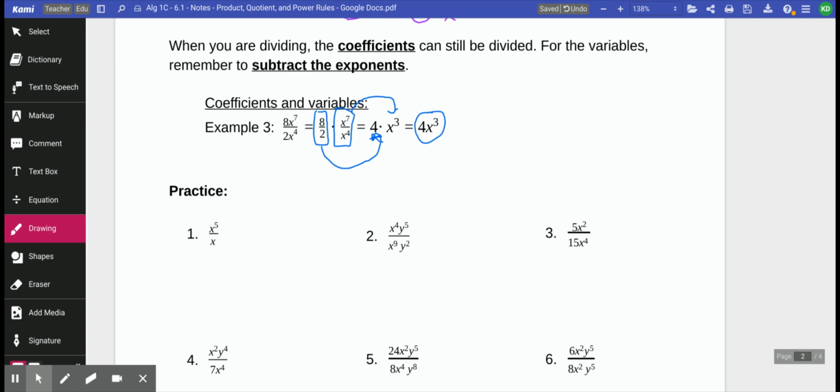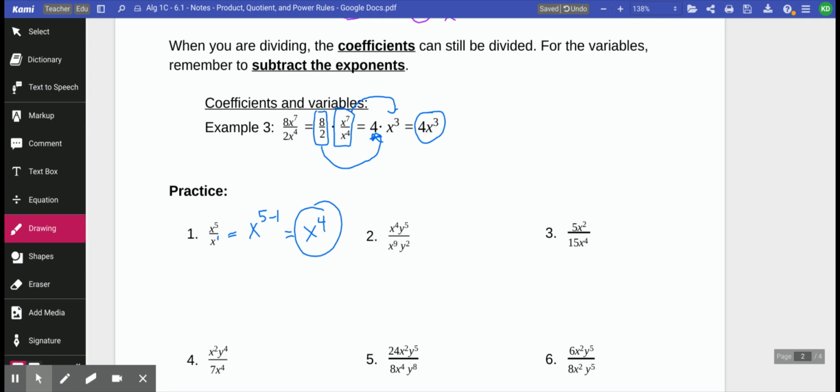All right, let's do a couple practice problems here. Again, we're just going to go one variable at a time for these. So for x to the 5th over x, remember that's really x to the 1st. So I'm going to subtract top to bottom. Let me erase that. I'm going to subtract x to the 5 minus 1, right? We have to get rid of 1. So it's going to be x to the 4th.